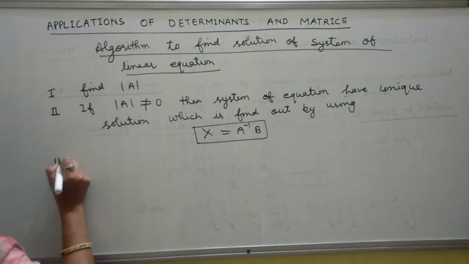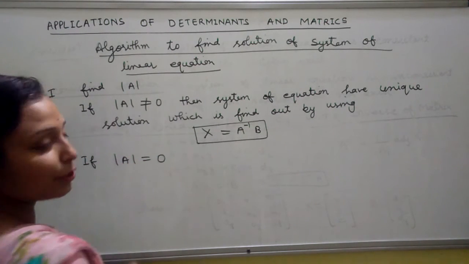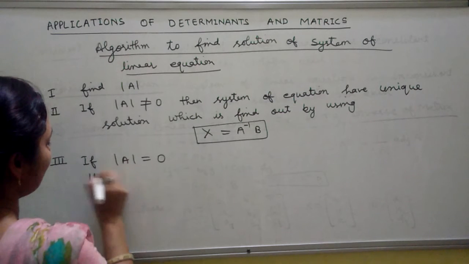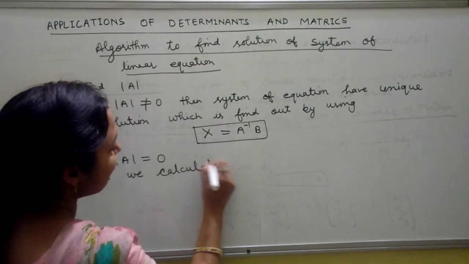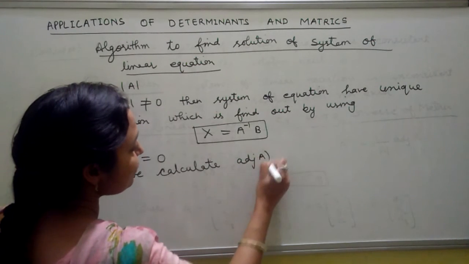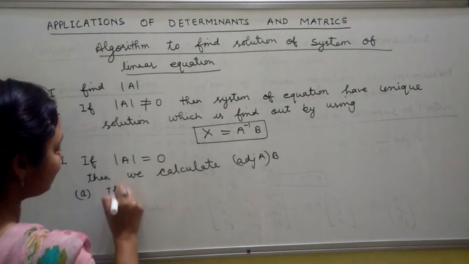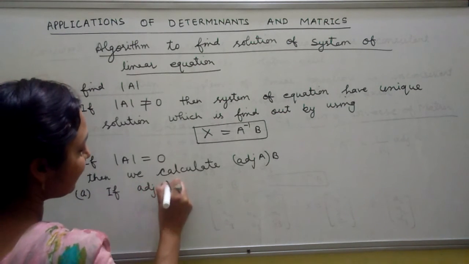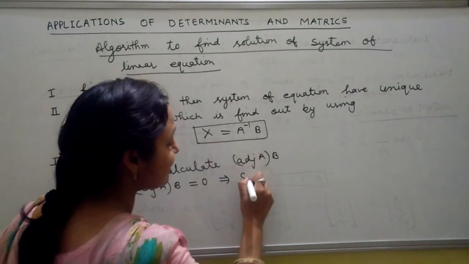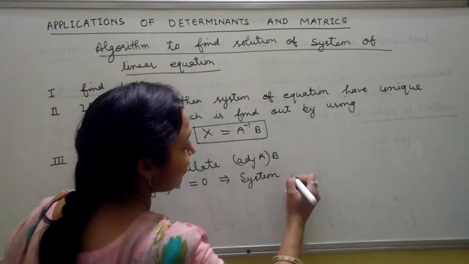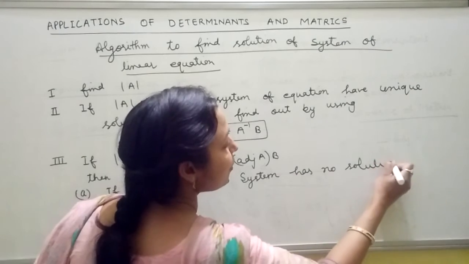Okay. Third step, if A determinant is equals to 0, then we have to calculate adjoint A into B. The first condition of this, if adjoint A into B is not equals to 0, this implies system has no solution. Okay.